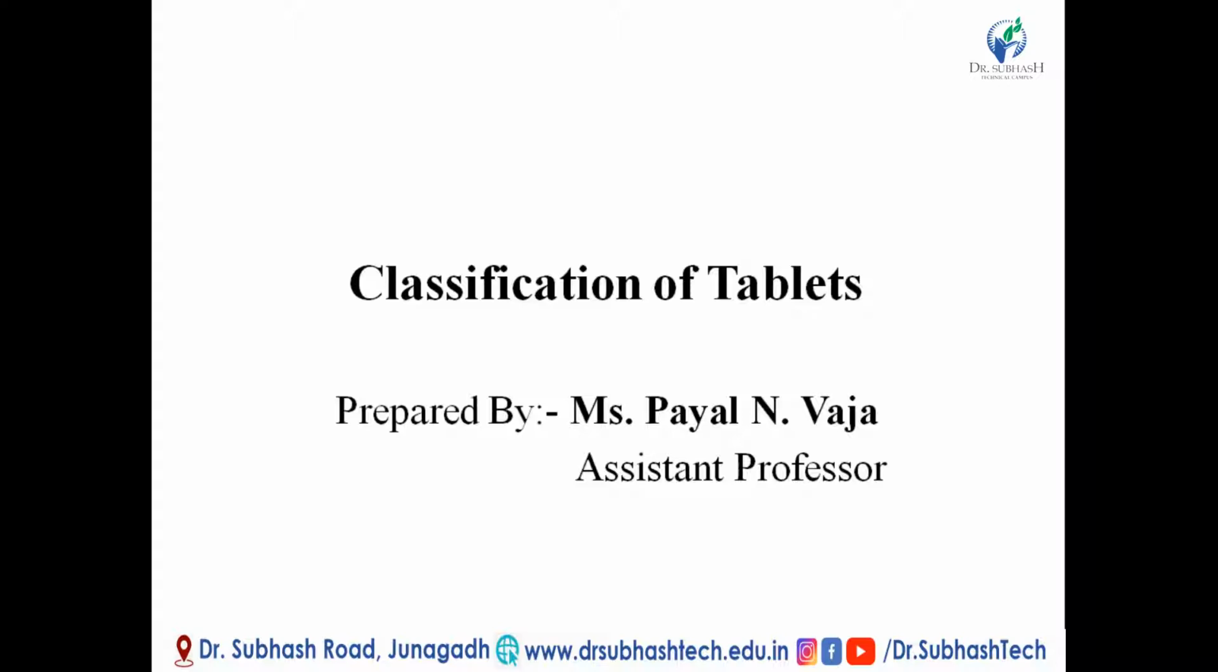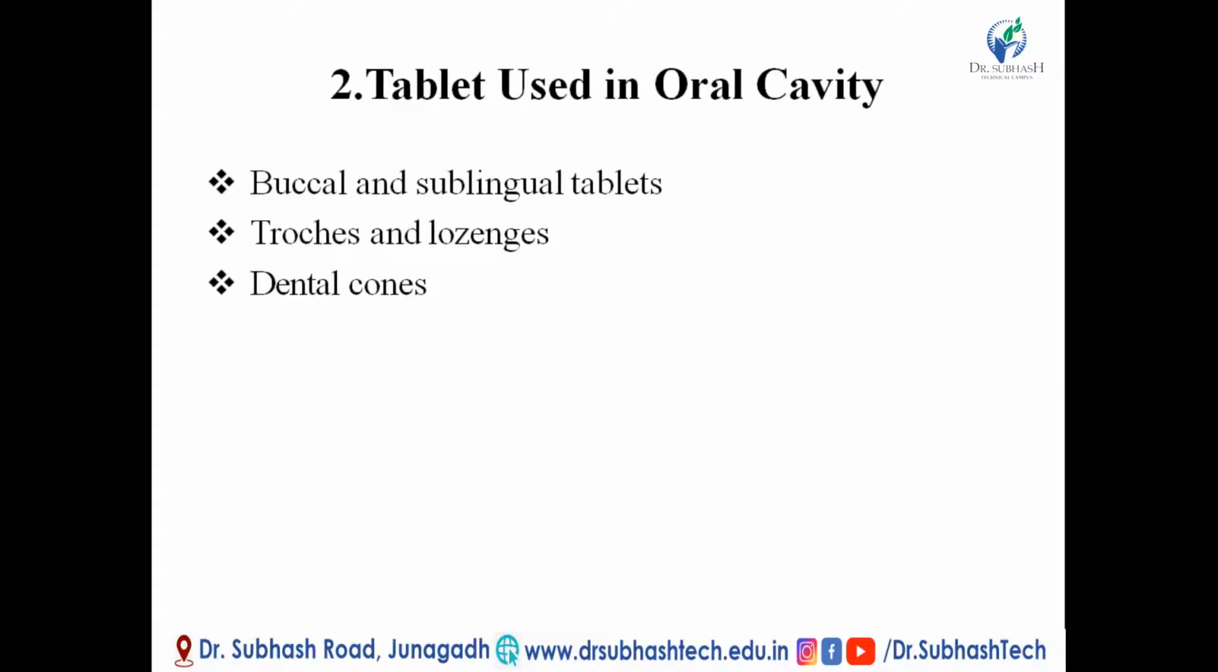In the last lecture, we completed orally ingested tablets, and today we will discuss the second class of tablets, those used in the oral cavity, which have three subtypes. First one is buccal and sublingual tablets. Next one is troches and lozenges. And last one is dental cones. So first of all, what are buccal and sublingual tablets?